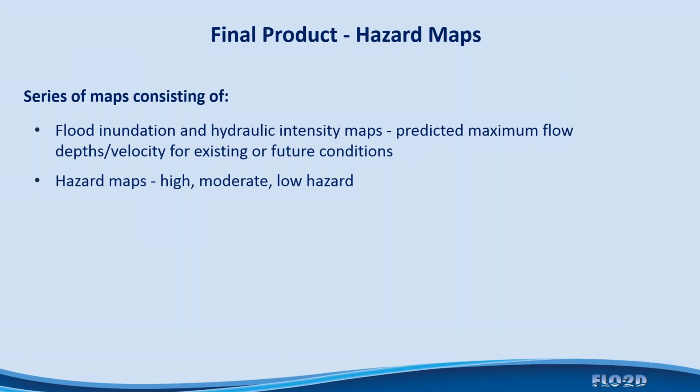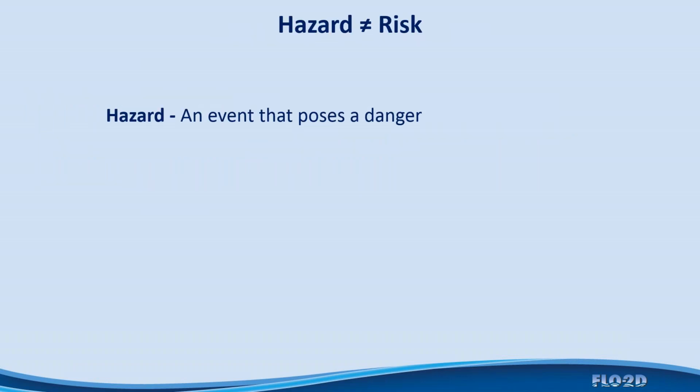Okay. So let's talk a little bit about hazard mapping now, to kind of pull this all together. Hazard maps should be a series of maps for your client that include flood inundation, hydraulic intensity, maybe meaning predicted maximum flow and velocity depths for existing or future conditions, and then some hazard mapping analysis so that you can identify whether a certain portion of the alluvial fan or floodplain is going to be high, moderate, or low hazard. Now let me start this discussion by suggesting to you that hazard is not risk.